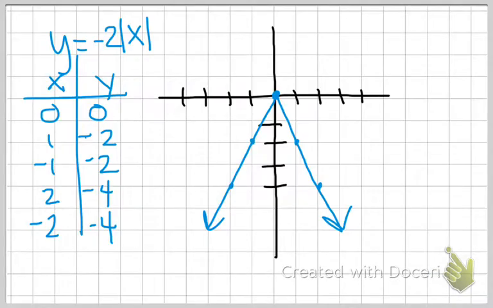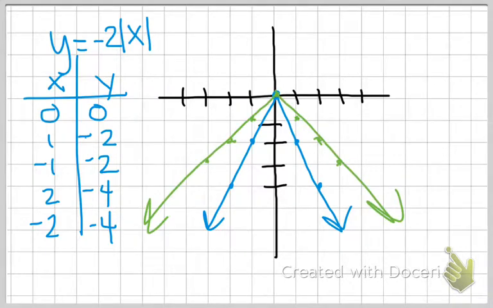So you can see from my example that not only does the negative reflect it across the x-axis, but it also makes it so that it's narrower. Because our parent function, let me graph that really quick, we just went down 1 over 1 each side. This would be our parent function. So you can see that a stretch is actually going to make it narrower.